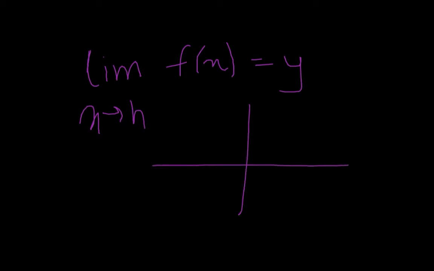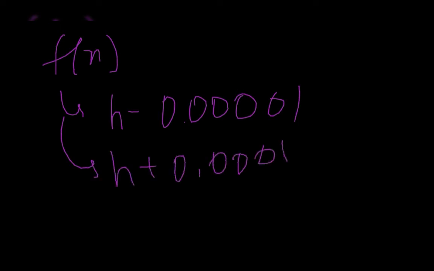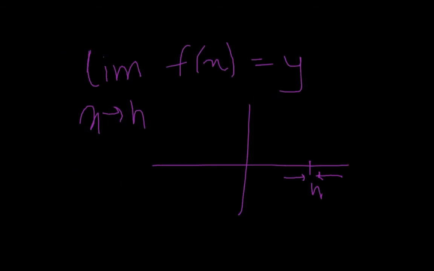If this is the graph, I don't know where, whatever the graph may be, let's say this is h. Now if I approach from this side and approach from this side, that means I will take the values of f of x for, let's say, h minus 0.0001, then h plus 0.00001, like that. So approaching from both sides, if you take a value from here, it will yield an f of x here. If you take a value from here, it will yield an f of x here.